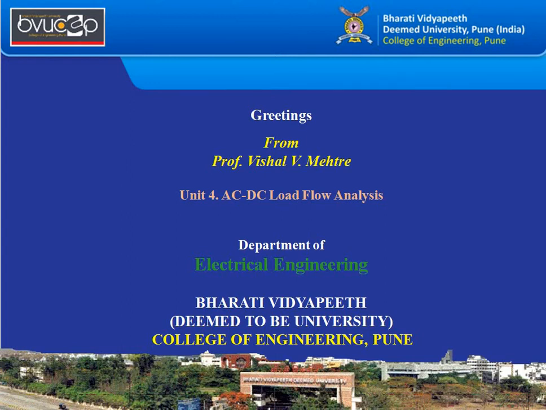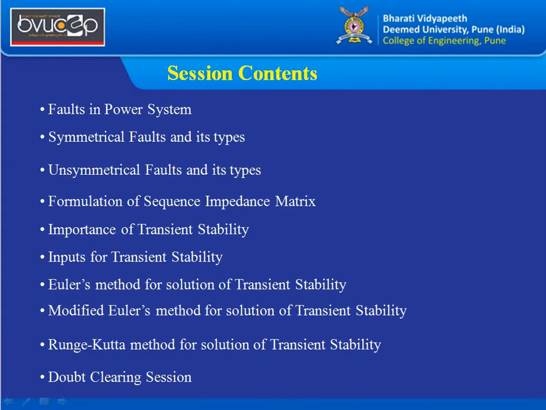All to the last lecture of AC/DC load flow analysis. So in this part we are going to consider the fault analysis, that is going to be the faults occurring in the power system, and the transient stability analysis, and the methods that we are going to consider for obtaining the solution of transient stability analysis by considering the various methods.